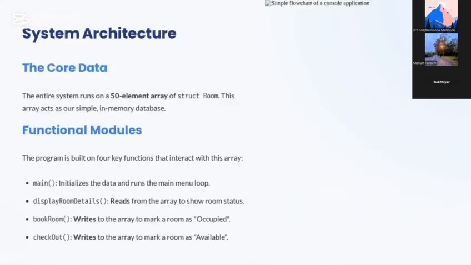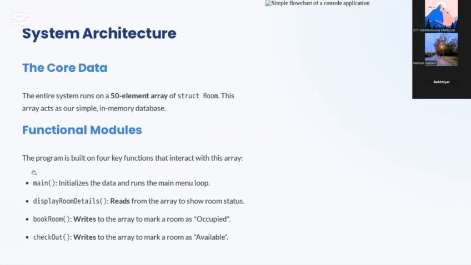System architecture. Our system is built around a very simple but powerful concept, a 50-element array of struct room. This array functions as our in-memory database, storing all essential information about each room, such as its number, type, and occupancy status, whether it is occupied or not occupied.